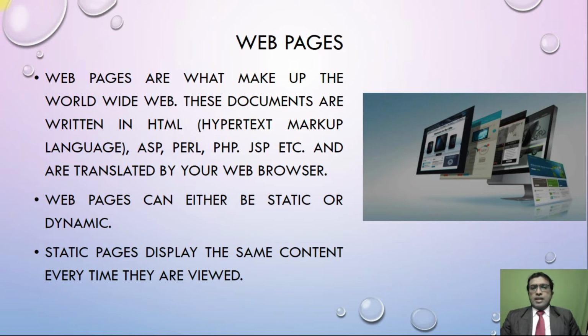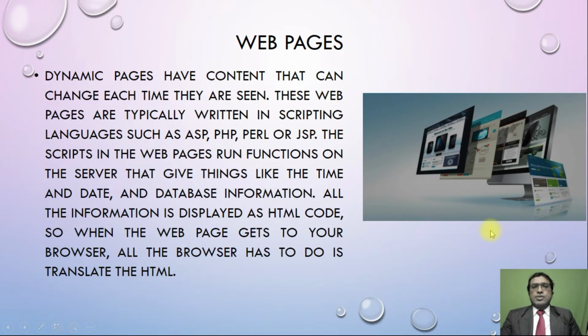Web pages can be either static or dynamic. Static pages display the same content every time they are viewed. Dynamic pages have content that can change each time they are seen. These web pages are typically written in scripting languages such as ASP, PHP, Perl or JSP. You would have heard about JavaScript, VBScript. These are some scripting languages which are used by different people.